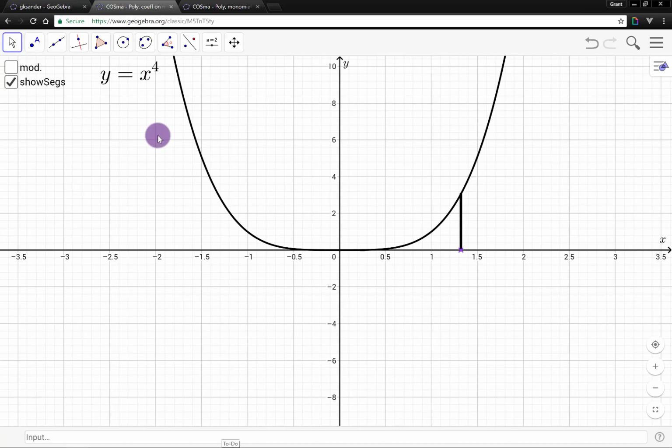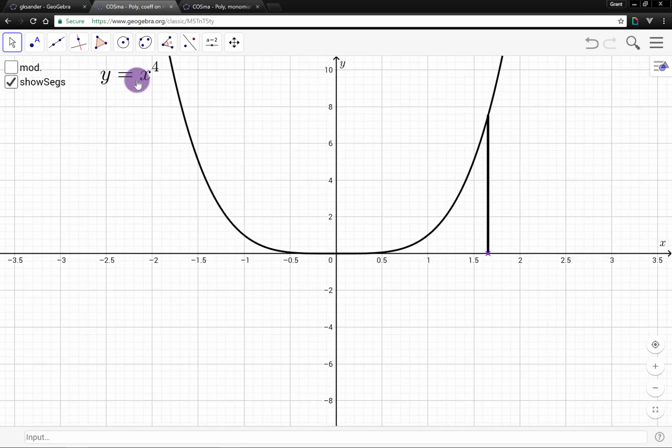Now, let's look at the monomial x to a power of 4. So for x to a power of 4, if we have an exponent of 4, then no matter what value of x we pick, positive or negative, we should get a positive number back out. We see that from this graph of y equals x to the 4th. No matter what x value we pick, that value of y is going to be greater than or equal to 0. So there's no way to get a negative number out of x to the 4th.